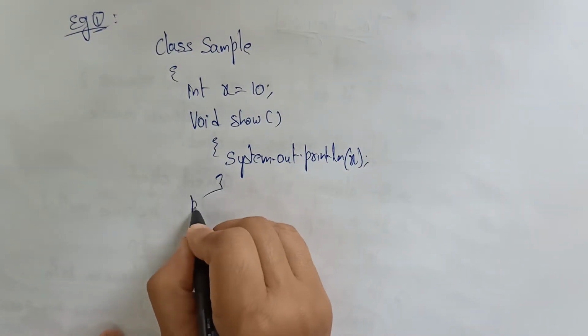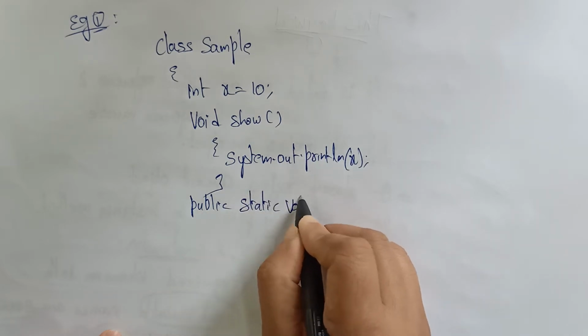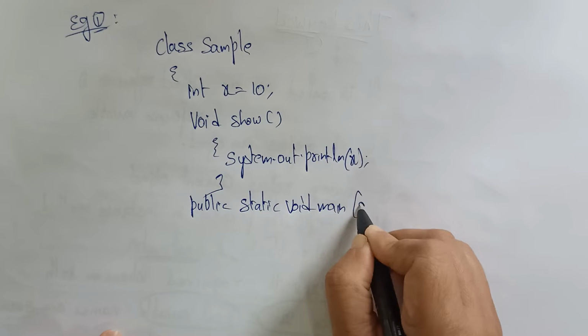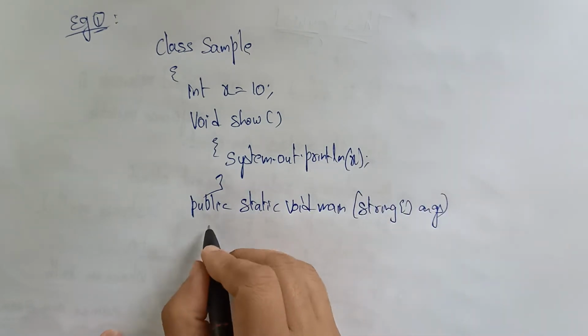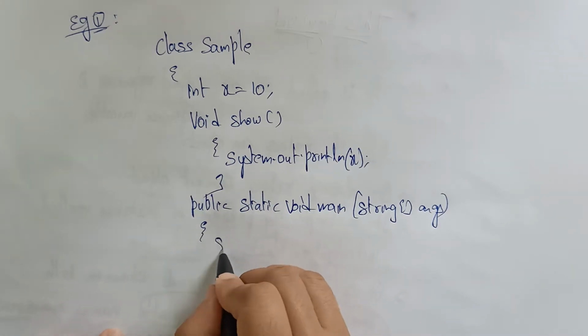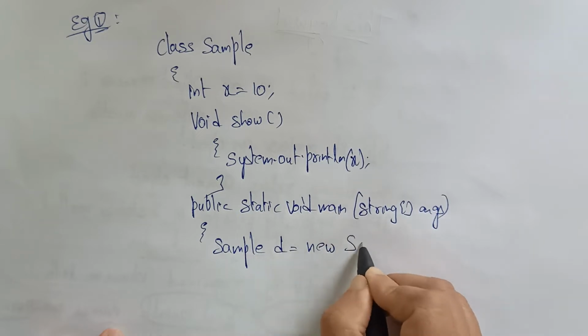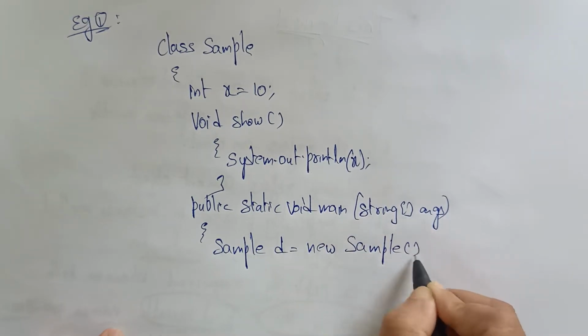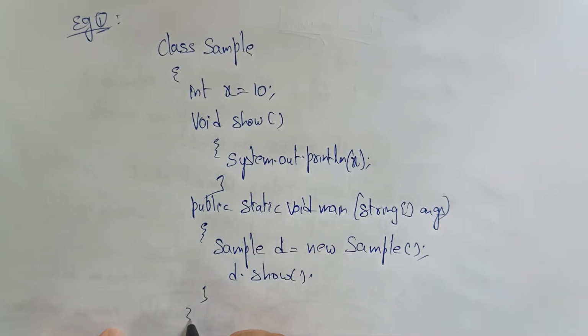Now within the class I'm writing the main function, public static void main, String arguments. Here I'm creating an object, Sample d = new Sample, and simply d.show. So what will be the output? You will get 10, because here I didn't mention any this keyword.